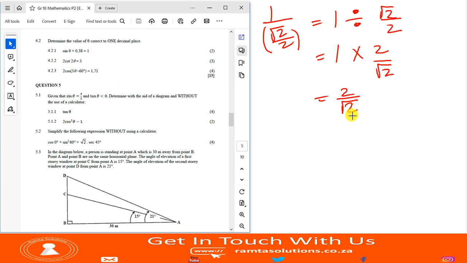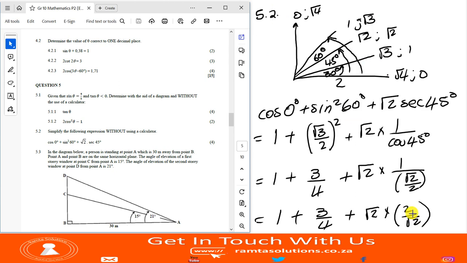2 over root 2, right? So, hence, this is 2 over root 2. Instead of doing this, you could have done this directly from this step. But let me show an option 2. So you can do it like this.